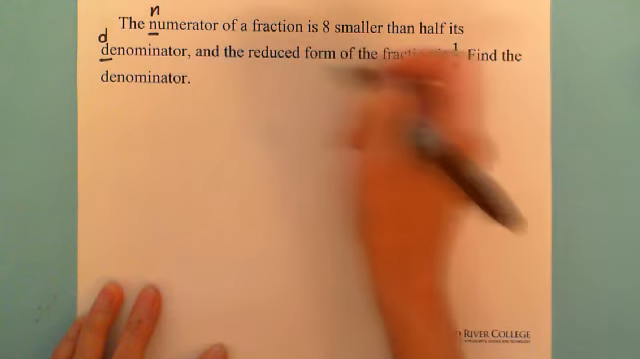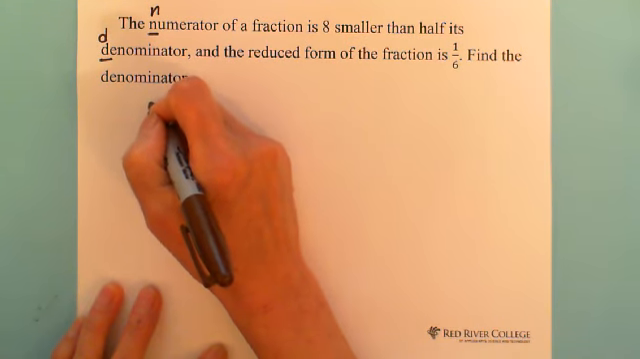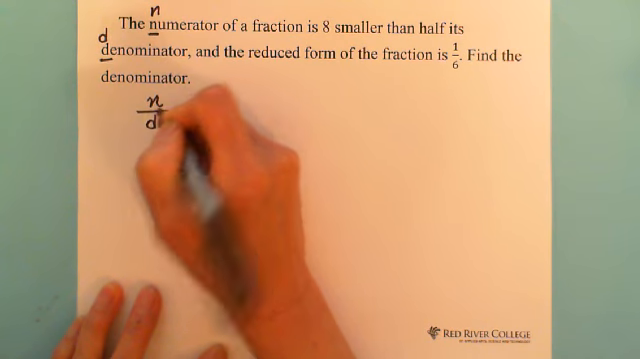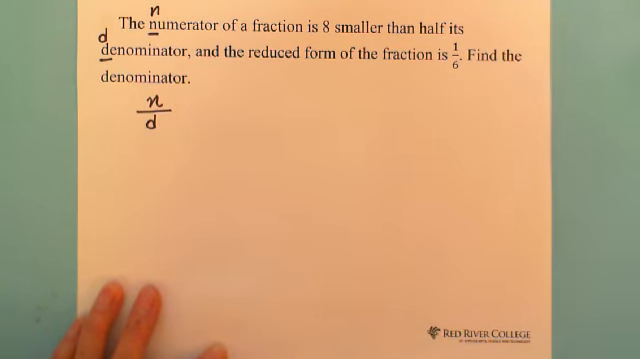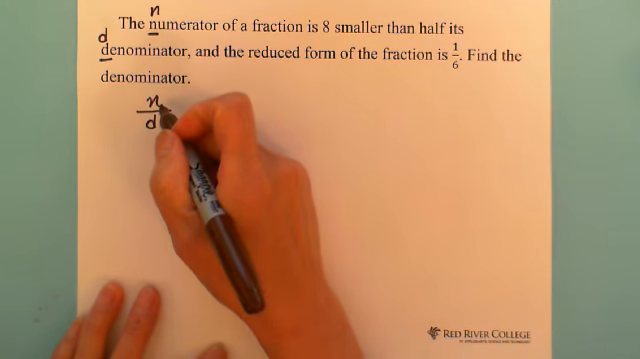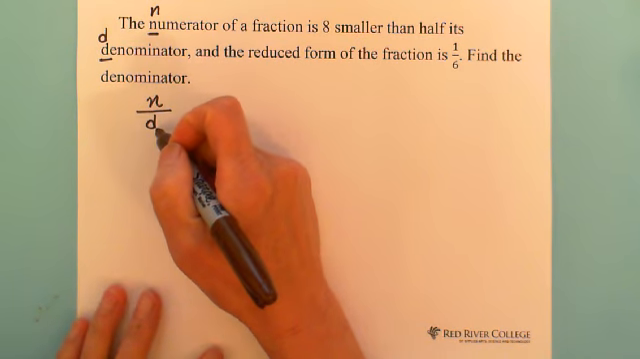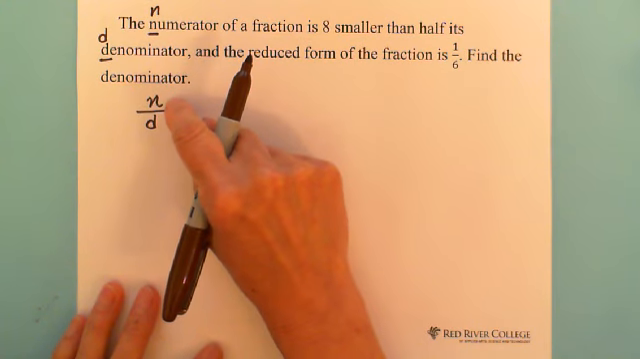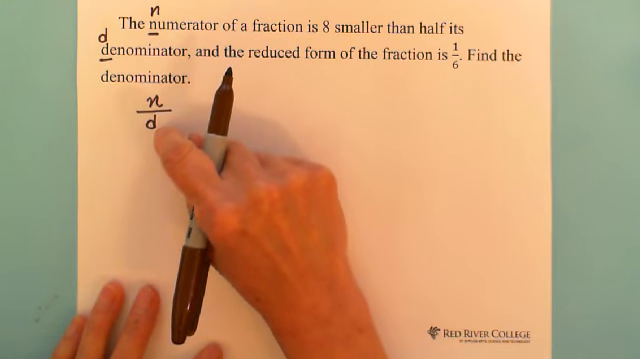So the fraction is n over d. This is the fraction. n is unknown, d is unknown. Even though they are only looking for the denominator, you still need to find the relation between the numerator and denominator.